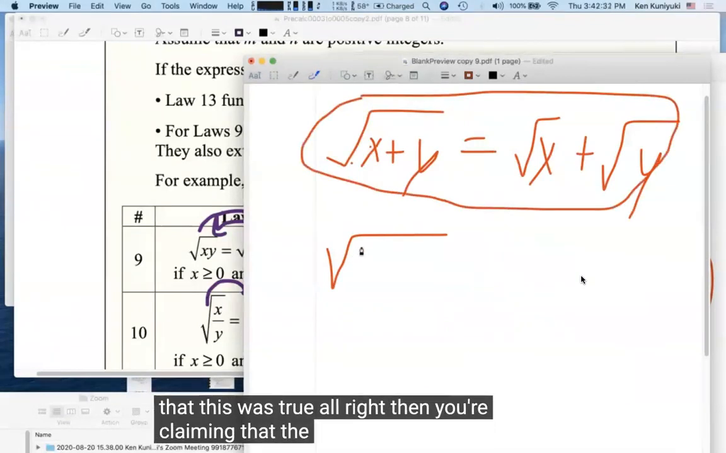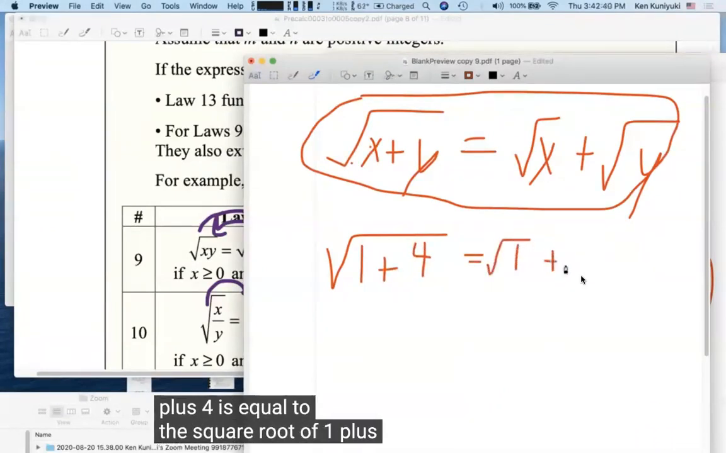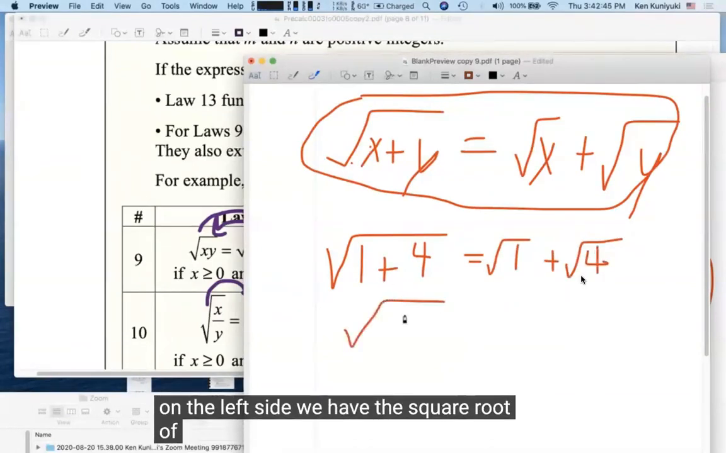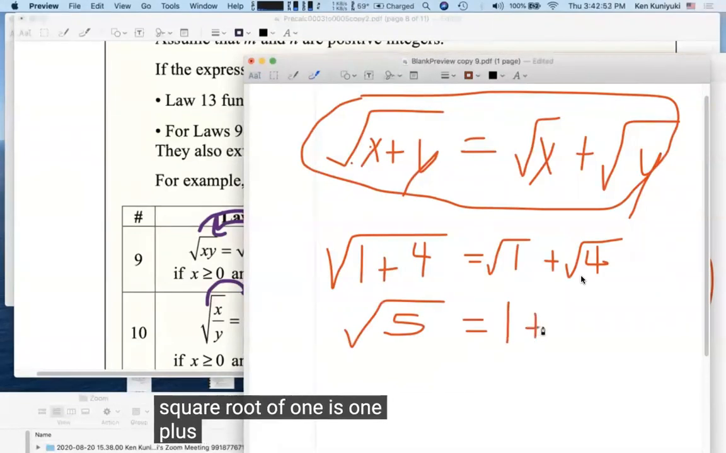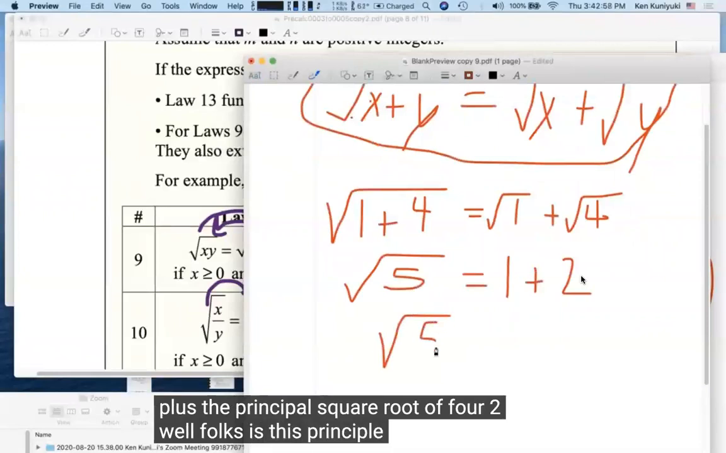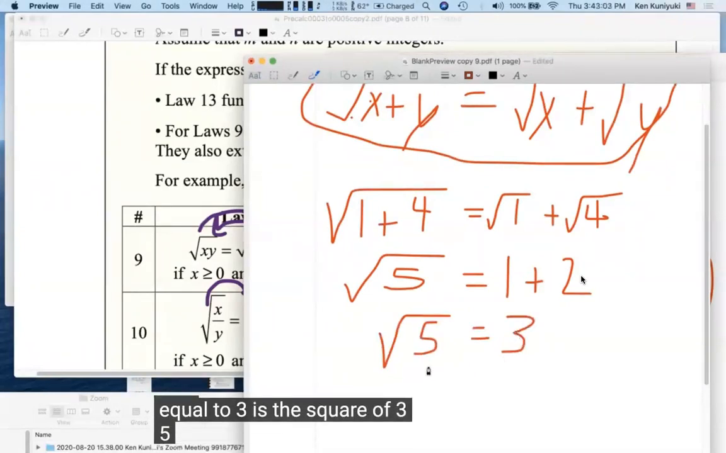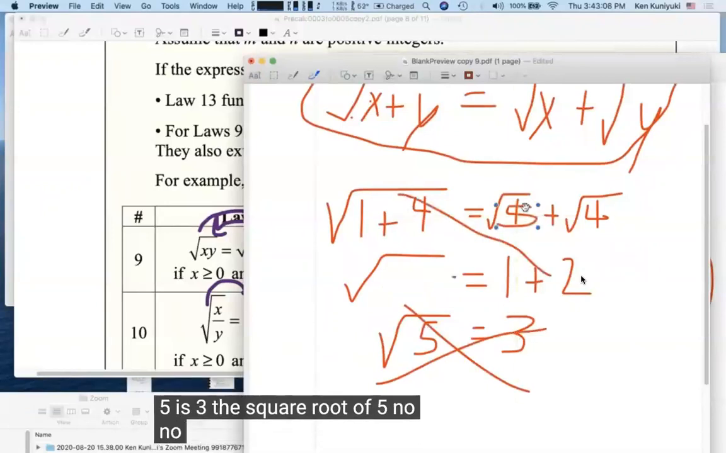Then you're claiming that the square root of 1 plus 4 is equal to the square root of 1 plus the square root of 4. On the left side, we have the square root of 5. The principal square root of 1 is 1, plus the principal square root of 4 is 2. Well, folks, is the principal square root of 5 equal to 3? Is the square of 3 5? Is 3 the square root of 5? No. No good.